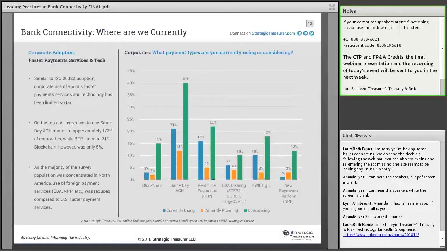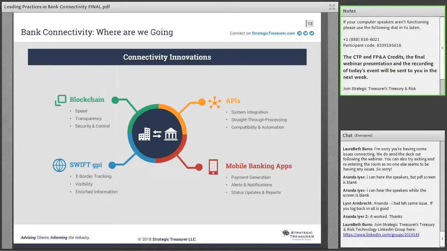And we will jump forward to bank connectivity. So what are some of the innovations? Because if we talked about XML and ISO 20022 as being already established and are in the growing phase, what's a little bit newer? So there's a couple things here that I'll talk about.